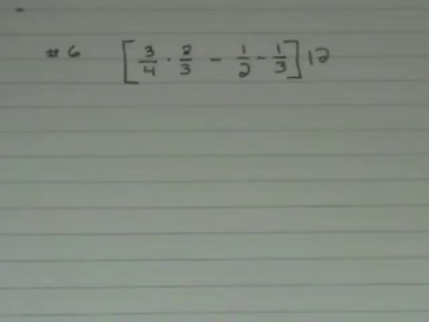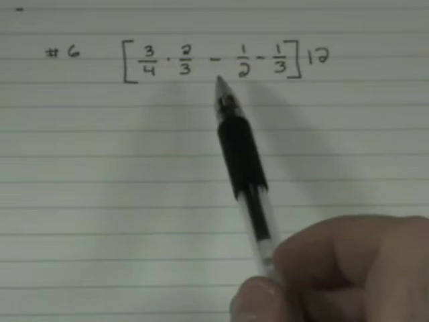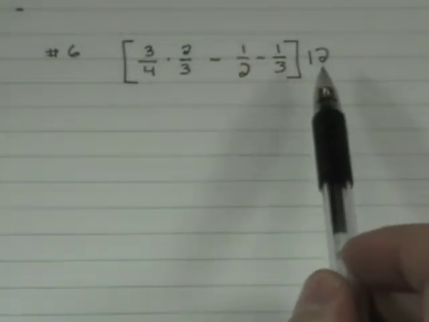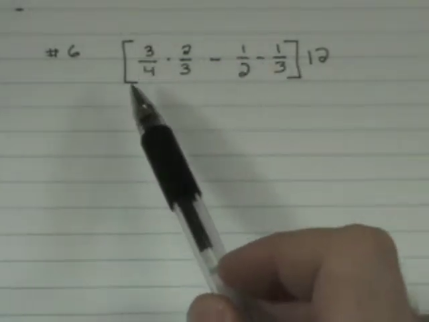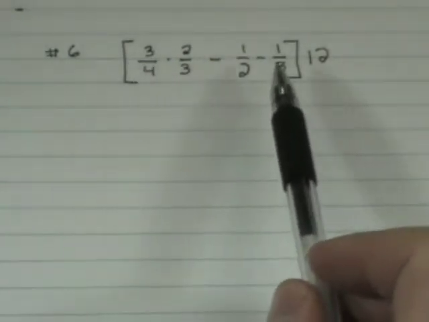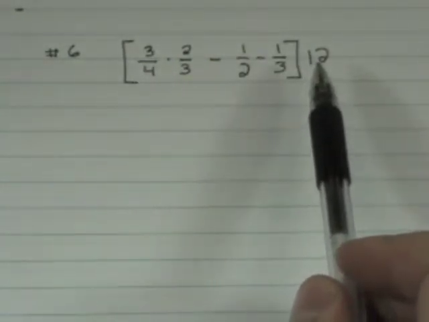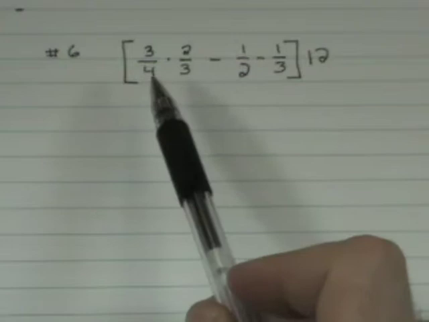This is number 6 from Order of Operations. On this problem we have 3/4 times 2/3 minus 1/2 minus 1/3, and that's all in parentheses, and then there's a 12 on the outside. That implies that once you figure out the answer from this set of parentheses, you will have to multiply by 12. First step is to look inside the parentheses.